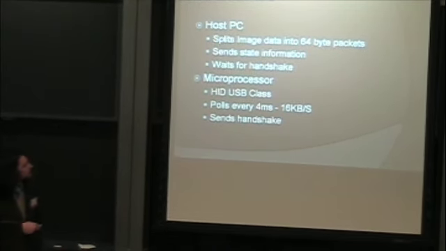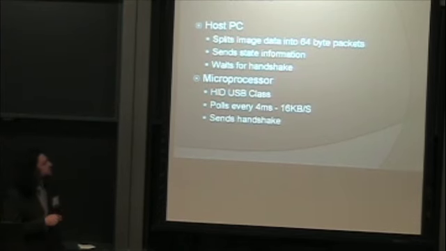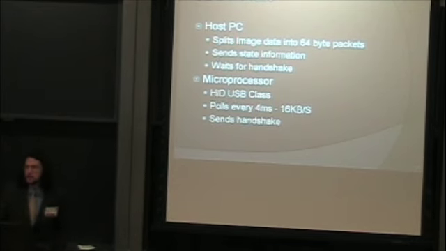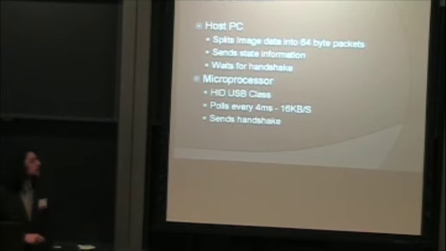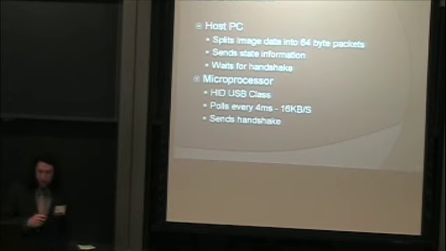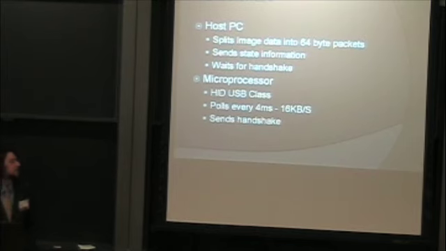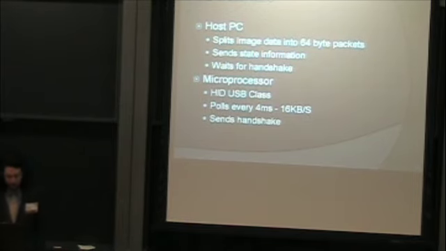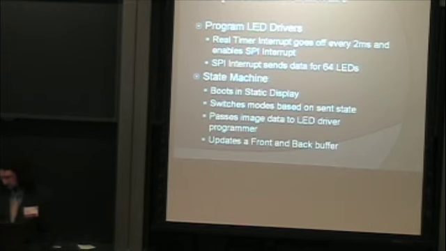On the microprocessor, we decided to go with the Human Interface Device USB class. While this class is usually used for more interactive devices, we decided to go with it to allow for speedier USB development. With this class, we are able to receive a 64-byte packet every 4 milliseconds, which gives us a maximum rate of 16,000 bytes a second, which is more than enough to transfer 30 images a second. After receiving a packet, the microprocessor will then send a handshake to the host PC, telling it is ready for the next packet. Now Elaine will talk to you about the firmware.